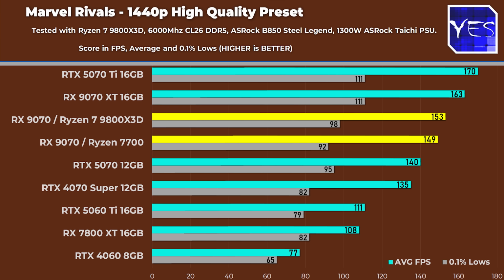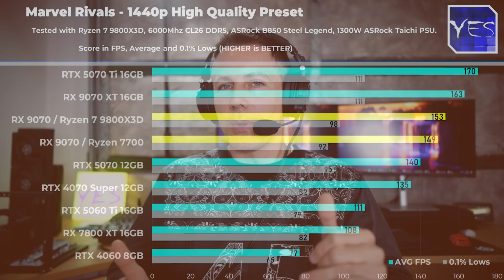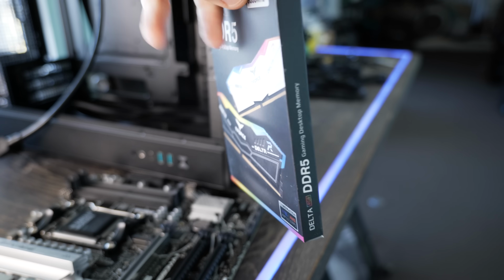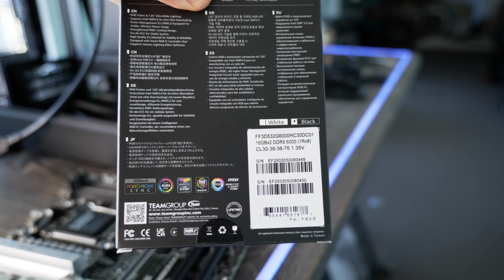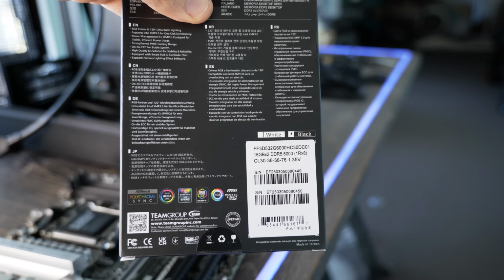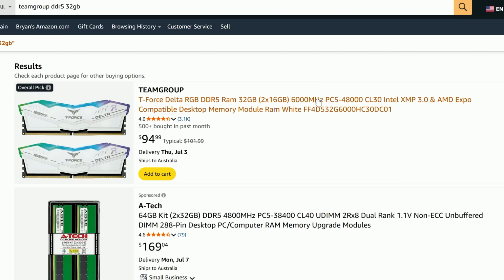So these two components alone are saving you so much money as opposed to going with a Ryzen 7 9800X3D and some more expensive 6000 megahertz, say CL28, memory that can cost an absolute fortune.